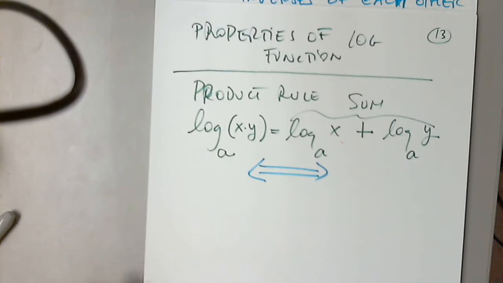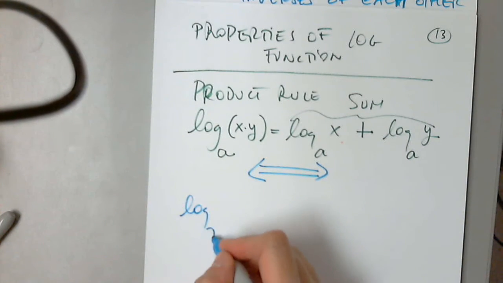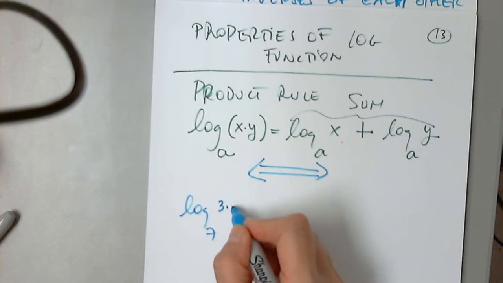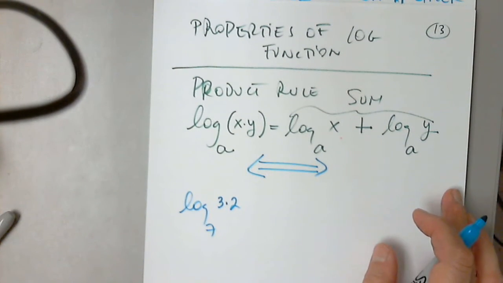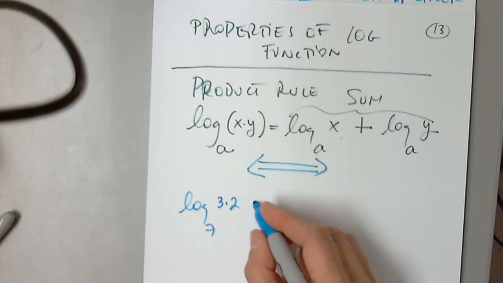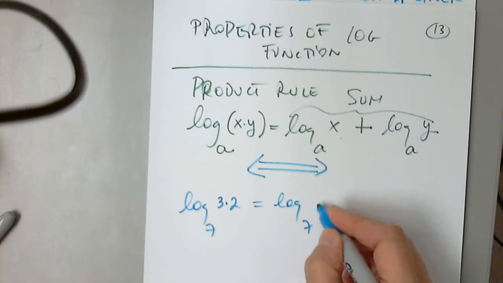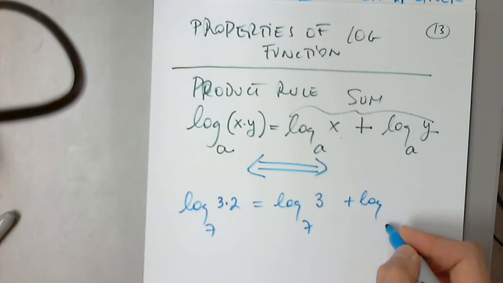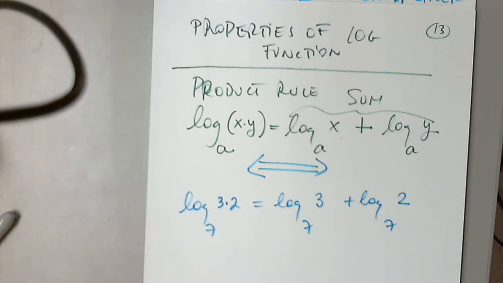Here's an example for you. Let's say we want log base 7 of 3 times 2. You can say this is log base 7 of 6. True. But it can also be written as log base 7 of 3 plus log base 7 of 2. We will not need to do this with numbers. I just gave an example with numbers, but we will need to do this for variables.